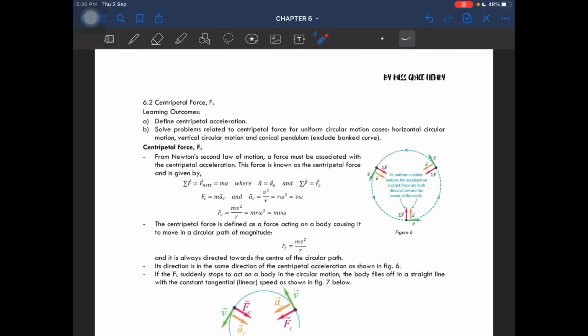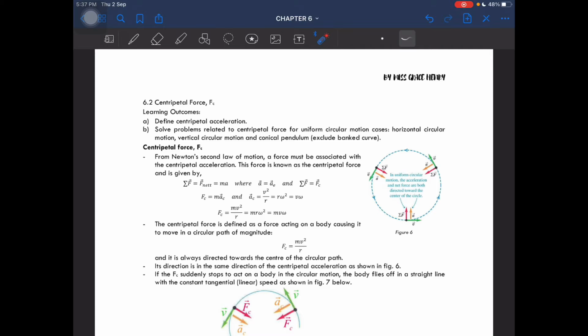Okay, the second subtopic, which is the final subtopic in this chapter, is on centripetal force. In this subtopic, you have to be able to define what is centripetal acceleration, and solve problems related to centripetal force for uniform circular motion cases, which is horizontal circular motion, as well as vertical circular motion, and conical pendulum, excluding banked curve.